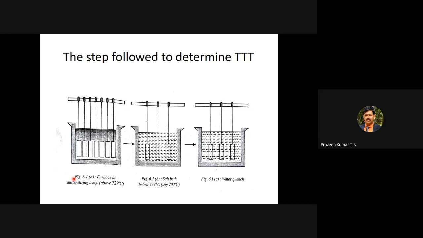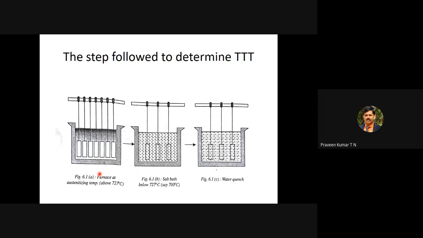First, you have to heat the material above the lower critical temperature. I am using one more term, the lower critical temperature. It is also referred to as the A1 line in your iron carbon diagram. I'll show it later. The lower critical temperature is nothing but your eutectoid temperature. The eutectoid temperature for steel is 727 degrees Celsius, and the corresponding composition is 0.8. First, you have to heat the steel above 727 degrees Celsius.